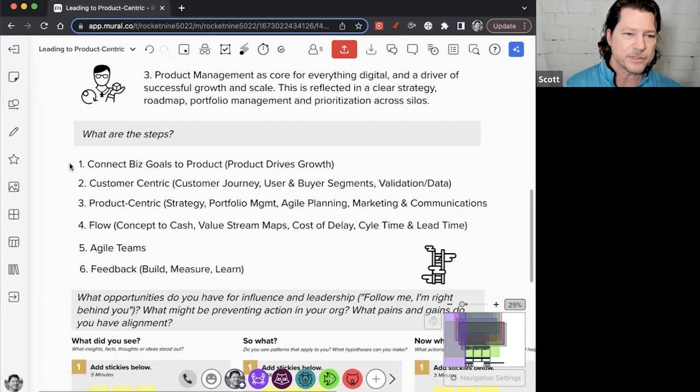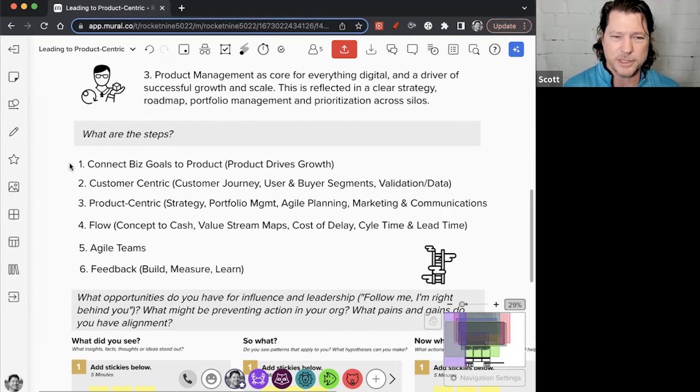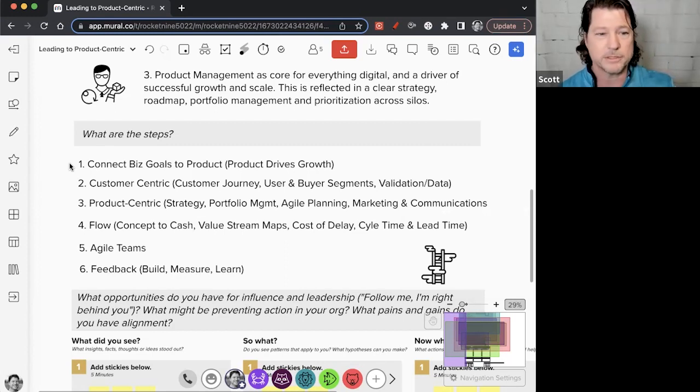So tie the business goals to the product itself. You should be able to do that with the tooling. Number two, be customer centric, and that looks like things like customer journeys, user and buyer segments, validation, being data driven. How do we know? My point is, what we don't want to do is prioritize based on people's opinions, right? Their opinions, although interesting, are irrelevant if they don't have data to back it. We don't do HIPPO, highest paid person's opinion, that kind of stuff. So this is becoming data centric.